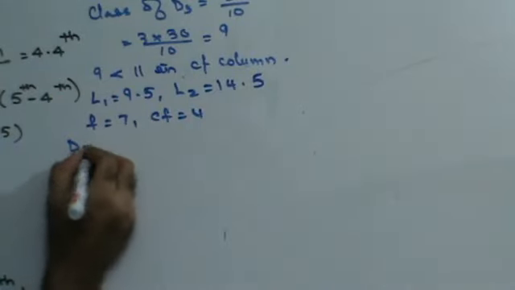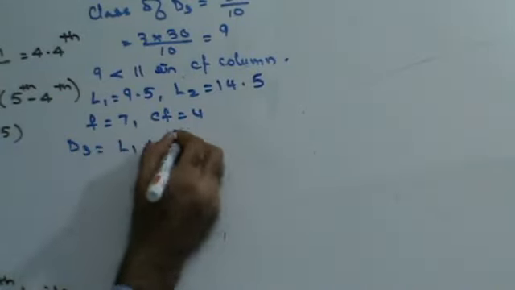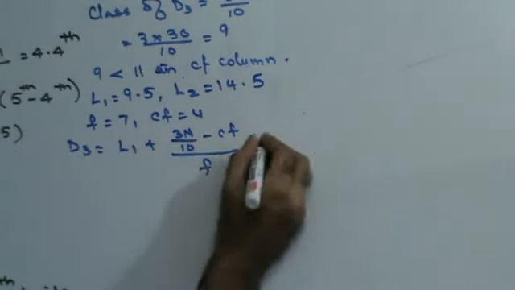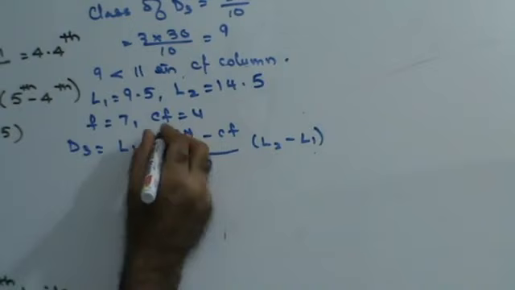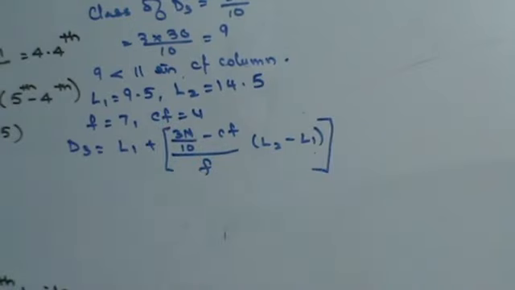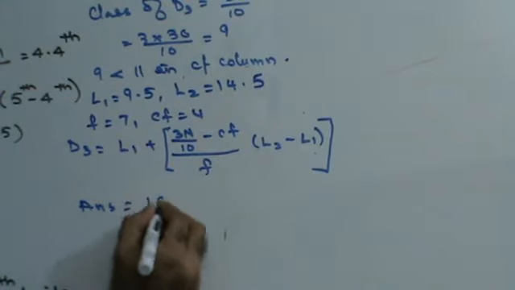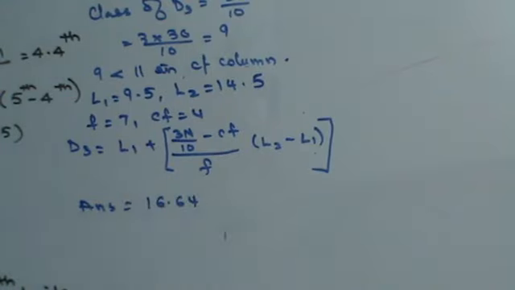So in that case, you will say D3 is L1 plus 3n by 10 minus CF upon F, times L2 minus L1. Right? Substitute the values, get your answer. Your answer should be 16.64. When you solve this, you should get your answer as 16.64.